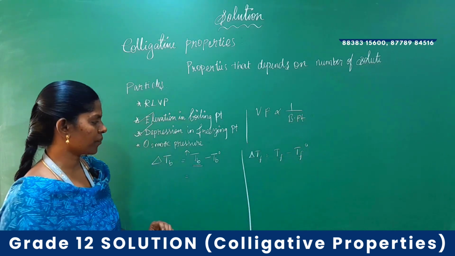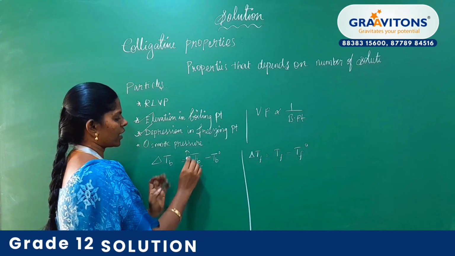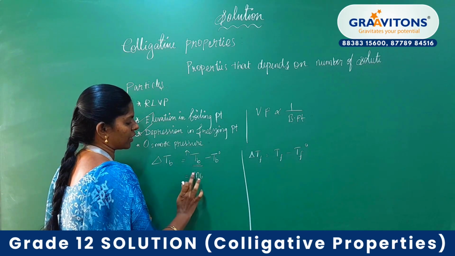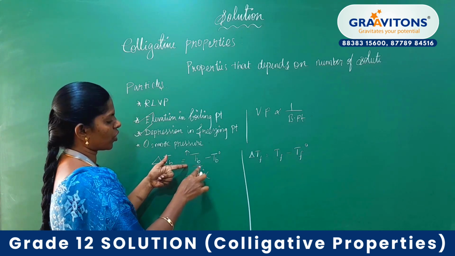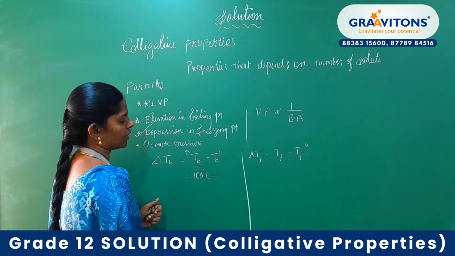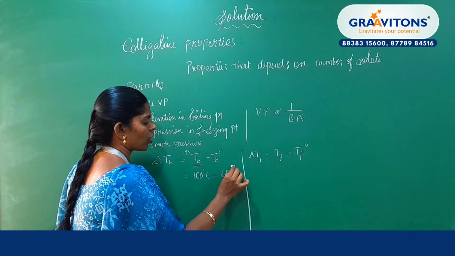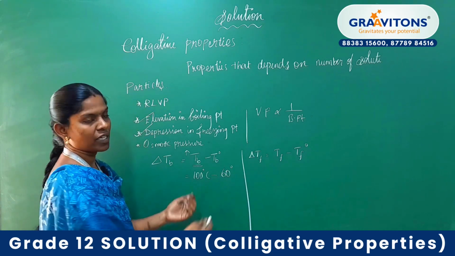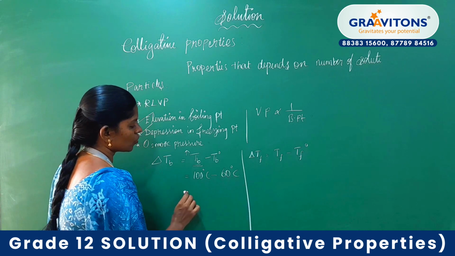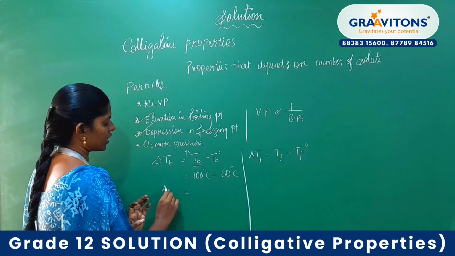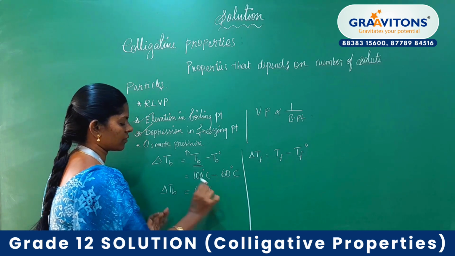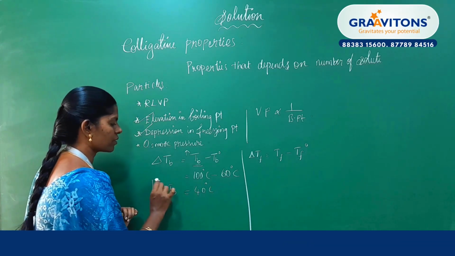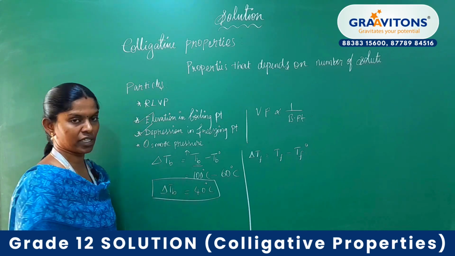It is very clear. So at this point, I am going to take an example. Let me take 100 degrees Celsius as the boiling point of the solution, and TB naught, the boiling point of the pure solvent, let it be 60 degrees Celsius. So what is the difference when I am taking? Then delta TB is going to be 40 degrees Celsius. Okay, so this is delta TB in terms of degrees Celsius.